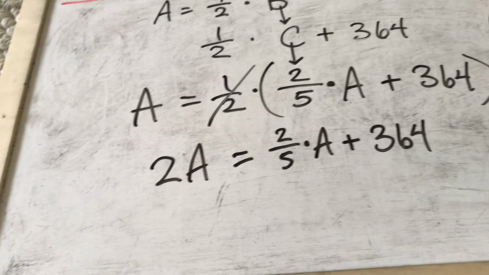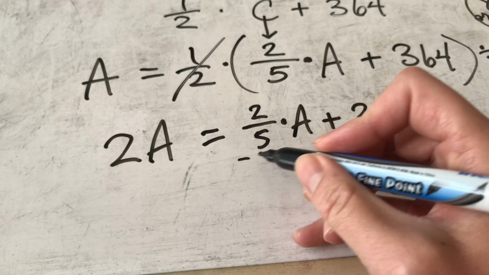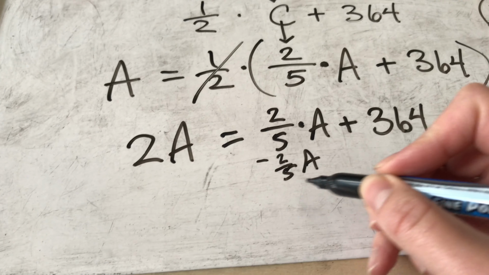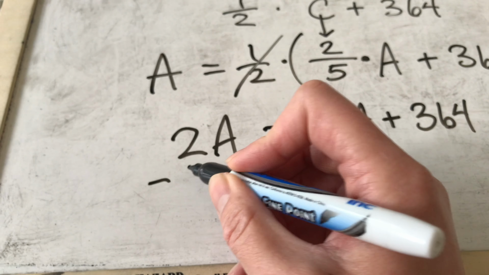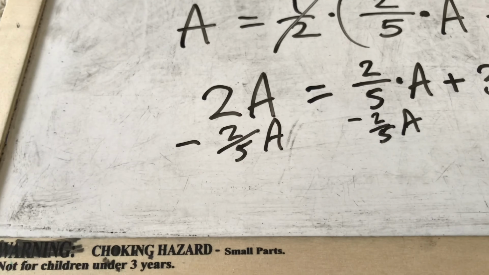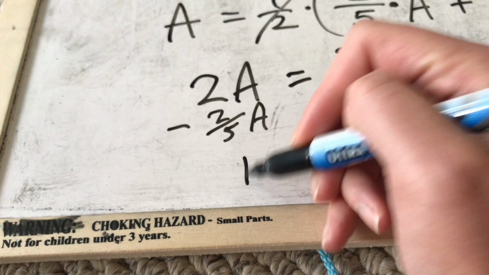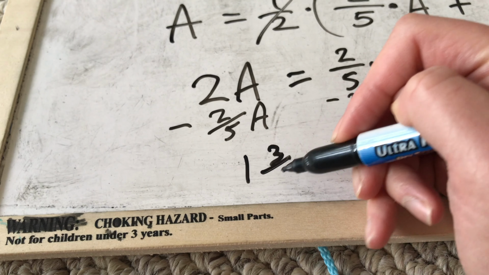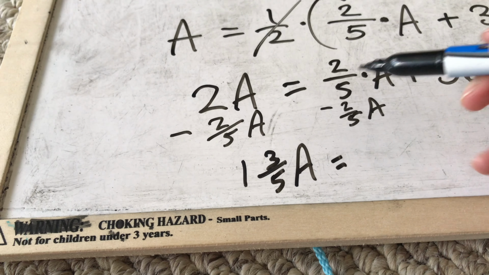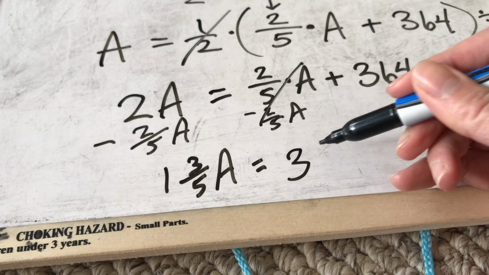And now let's continue getting rid of the A here. Let's minus it. I also have to do it on the other side. Minus 2/5 A here. So 2A minus 2/5 A, you're left with 1 3/5 A here. And since you got rid of that, we're left with 364.